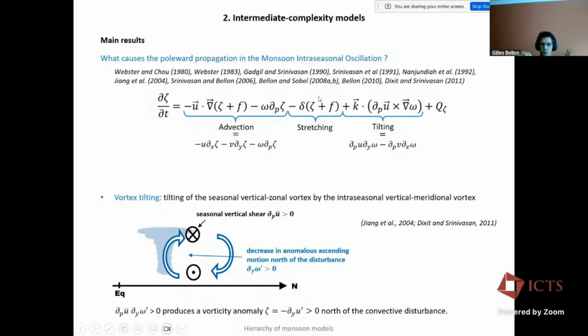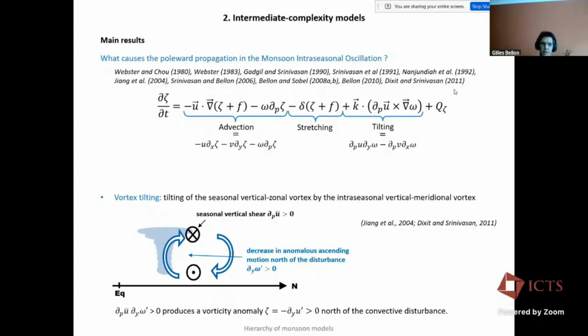You know, if you have a tube of vorticity, a vertical tube of vorticity, if you stretch it, it rotates faster. And if you compress it, it rotates slower. And then you have the tilting mechanism, which is essentially due to the gradient of vertical advection. And then you have a dissipation term.